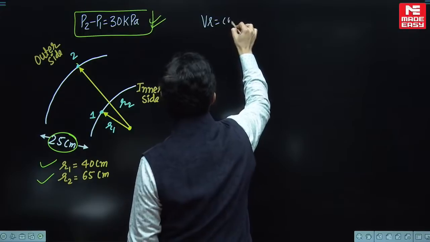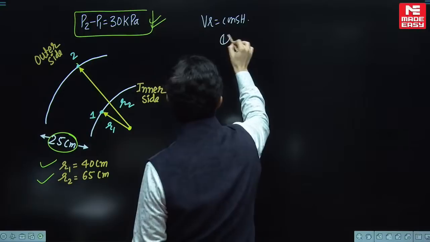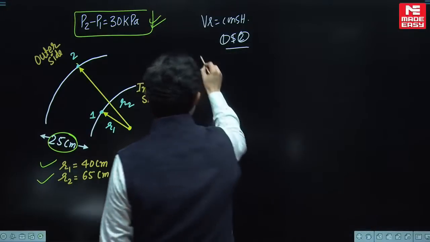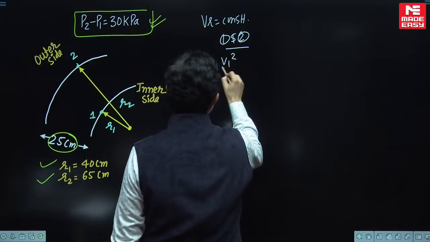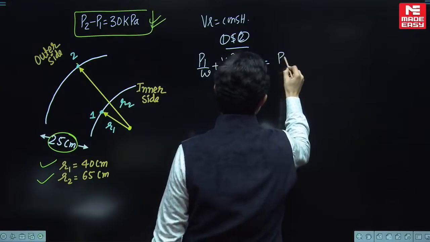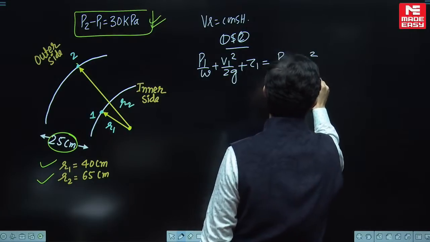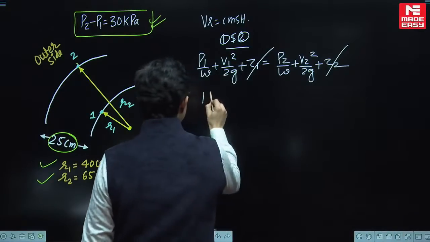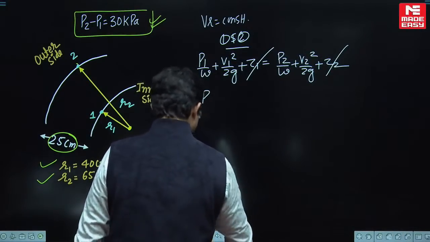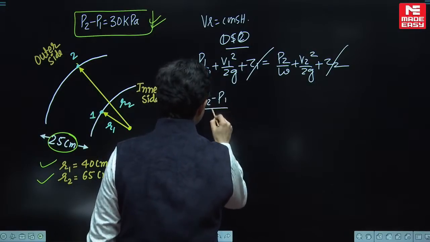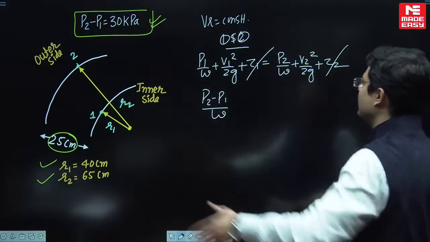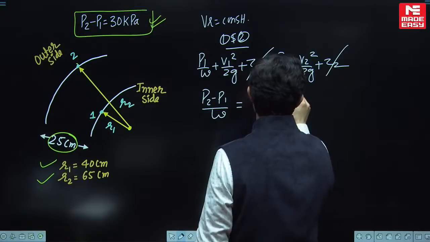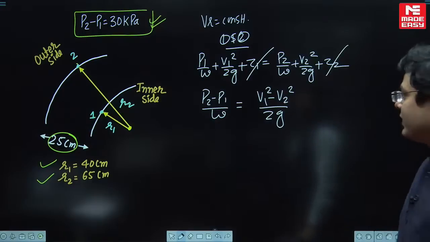But as it is a free vortex motion question, free vortex is V r equal to constant. Let us apply Bernoulli's equation between 1 and 2, that is, inner side and outer side, because in case of free vortex you can apply the classical Bernoulli's equation. So this can be written as P1 by W plus V1 square by 2g plus Z1 is equal to P2 by W plus V2 square by 2g plus Z2. My dear students, it's in a horizontal plane, so Z1 and Z2 cancel. P2 minus P1 by W is going to be V1 square minus V2 square by 2g.